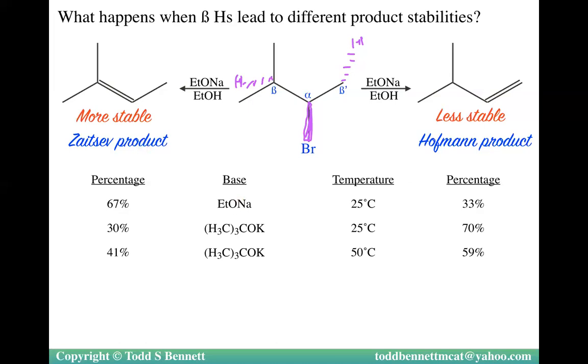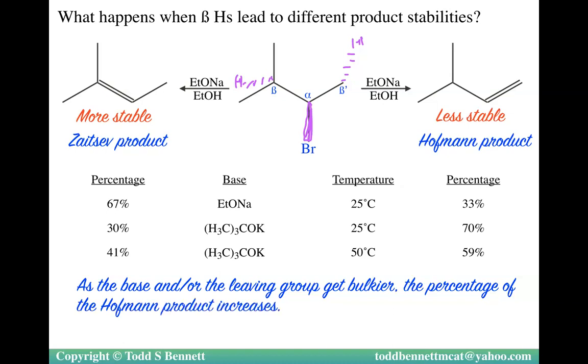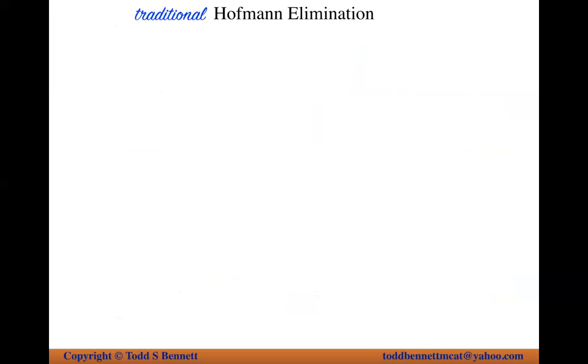So let's look a little more carefully at the traditional Hofmann, and then we'll get a better bearing on just how we're going to use it in this particular setting. It doesn't matter whether the base or the leaving group gets bulkier. As long as one of them is getting bulkier, the amount of Hofmann product you get increases. So, as mentioned, the traditional Hofmann elimination started in the following way.